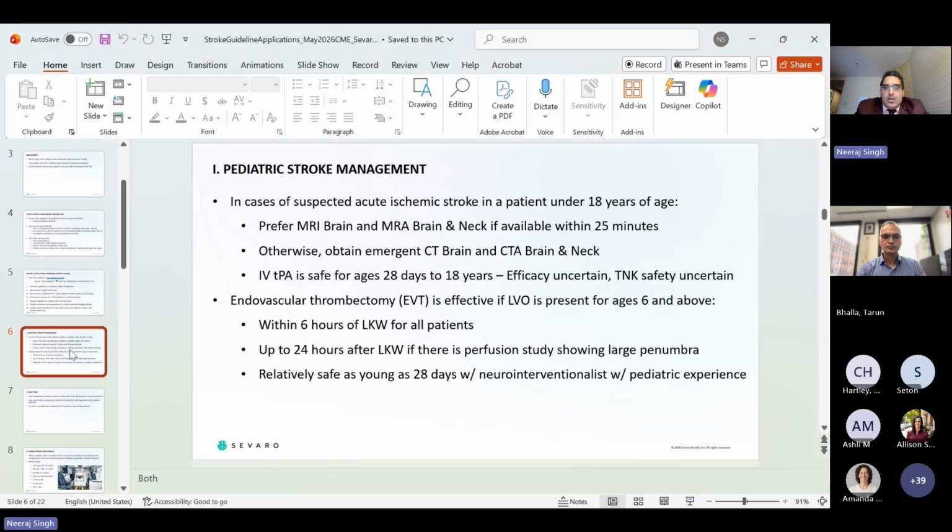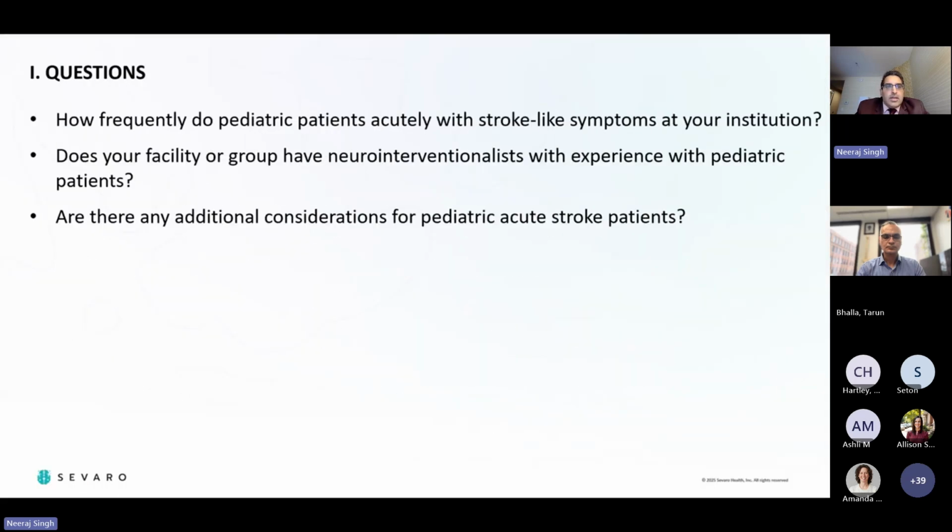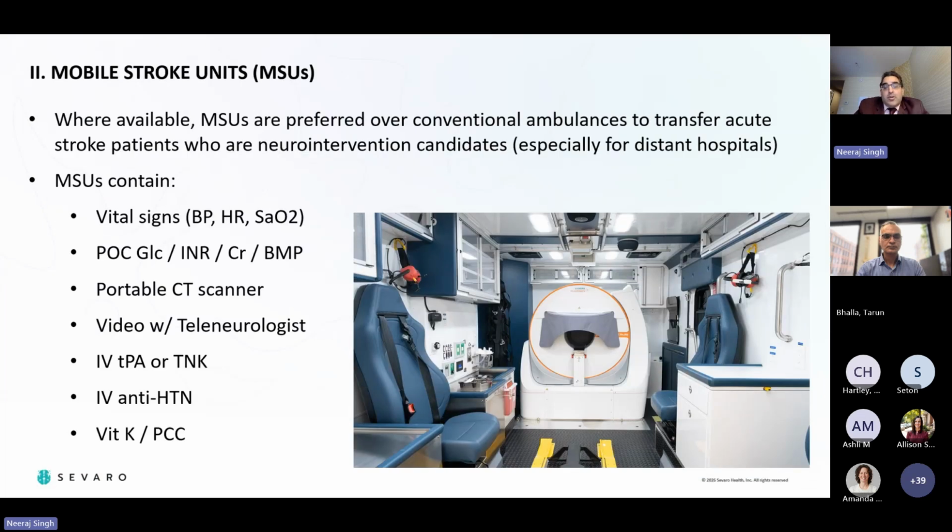Okay. So we'll go into some other important points from the stroke guidelines. Mobile stroke units. Where available, the recommendation now is that mobile stroke units are preferred over conventional ambulances to transfer acute stroke patients who are neurointervention candidates, especially when the hospital center where intervention is available is far away. Typically, we're looking at a minimum of 25-minute duration of drive.